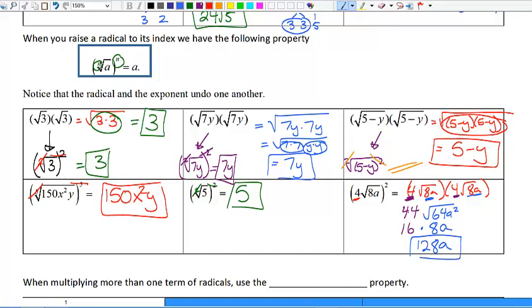One other way you could have done that problem is you could have distributed the square root to both of the bases. We have 4 squared and then the square root of 8a squared. On 4 squared you get 16. On the square root of 8a squared, the radical and the exponent undo each other, and then I still get 128a. Either way you can do it, you're still going to get the same answer.